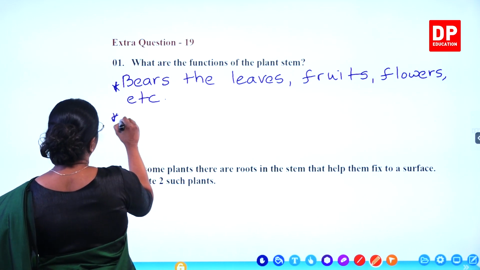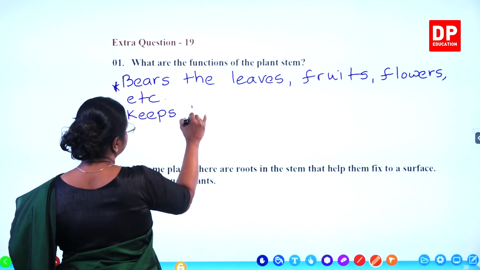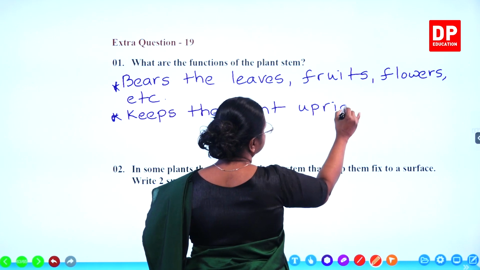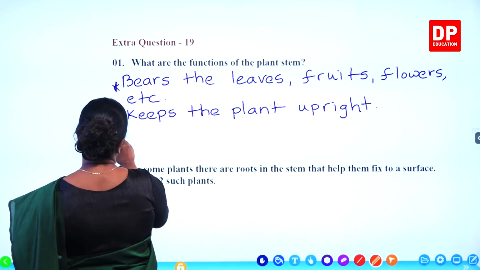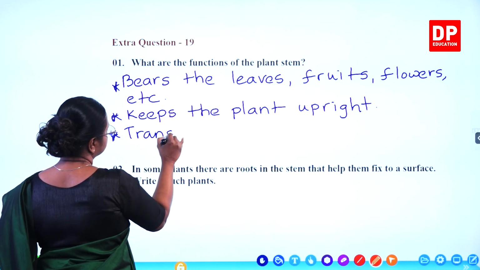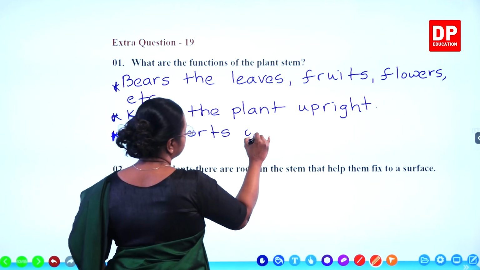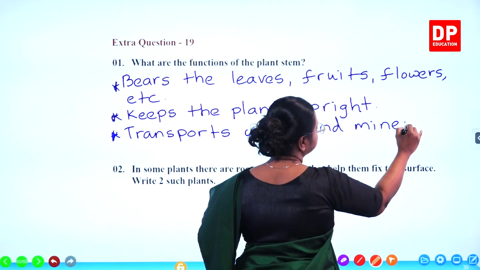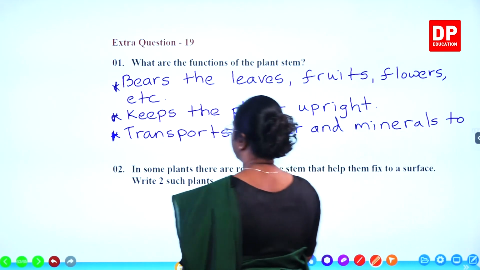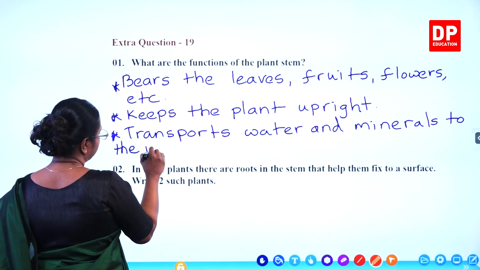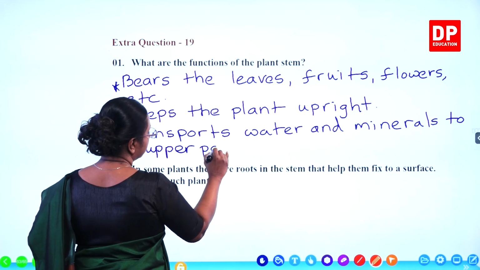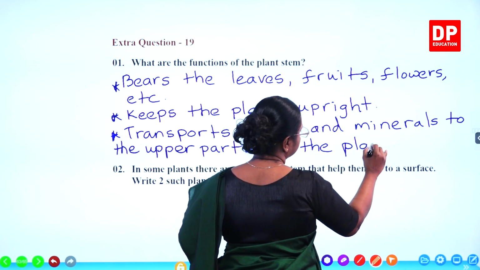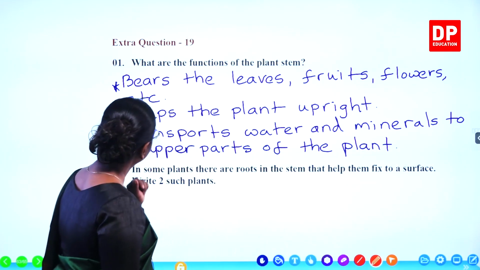Then keeps the plant upright. What is the other one? Transport water and minerals to the upper parts of the plant. Then the next question.